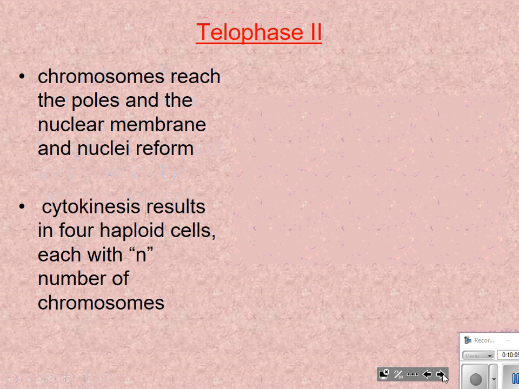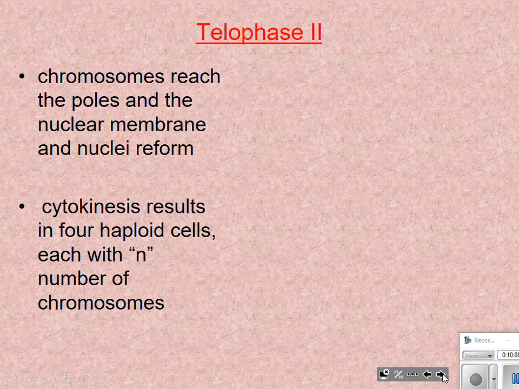Finally, we hit telophase 2. The chromosomes reach the poles, and the nuclear membrane and nuclei reform. Cytokinesis, the splitting of the cytoplasm, results in 4 haploid cells, each with n number of chromosomes. So we have 4 haploid cells with n number of chromosomes.